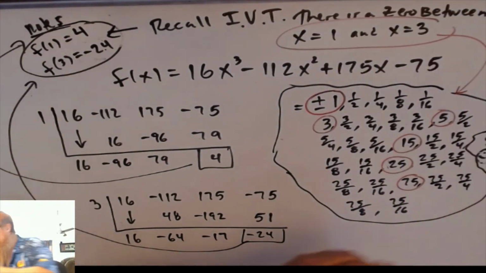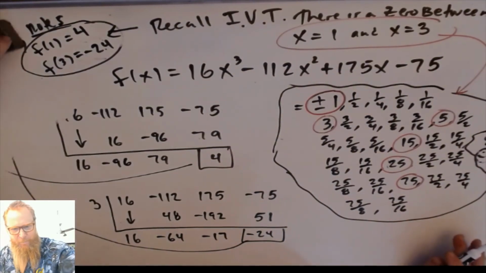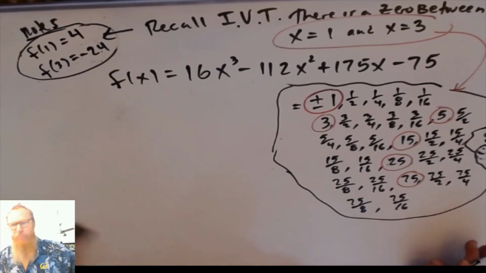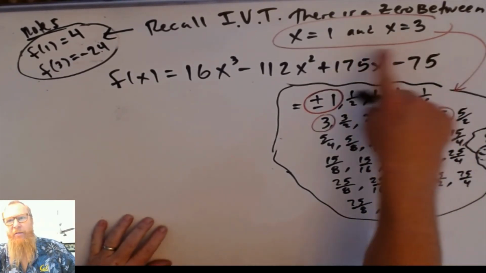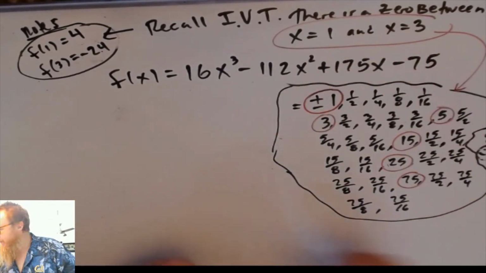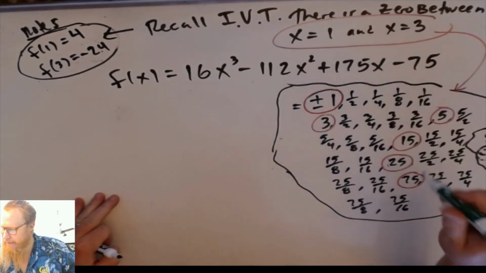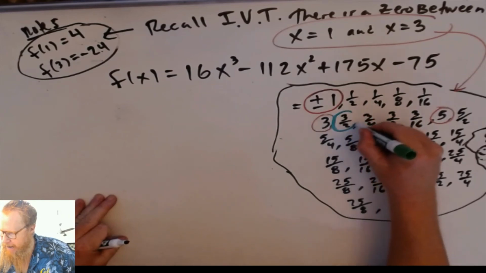In your next candidate, don't just pick wildly. Pick a number that you know is between 1 and 3. All right, let's go hunting. It has to be bigger than 1, but less than 3. So we've got 3 halves.